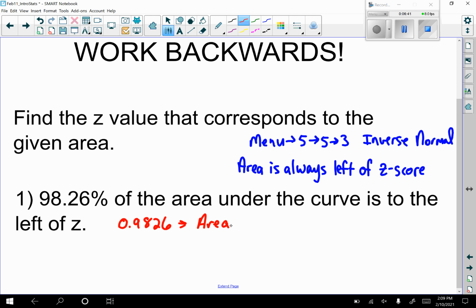Notice again, mu is 0, standard deviation sigma is 1. So we should be getting a 2.11. We're always going to round just to 2 decimal places. So z is going to equal 2.11. And if that makes sense, let's go ahead and make a little sketch here.